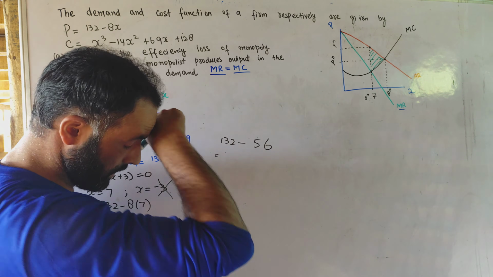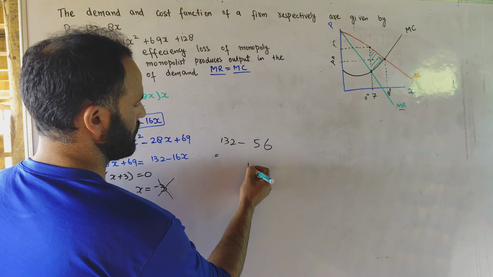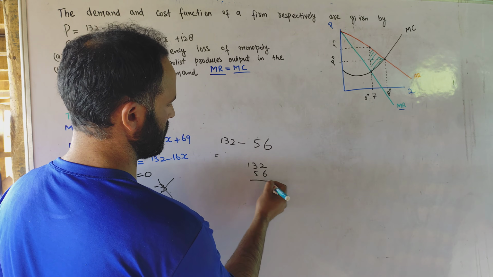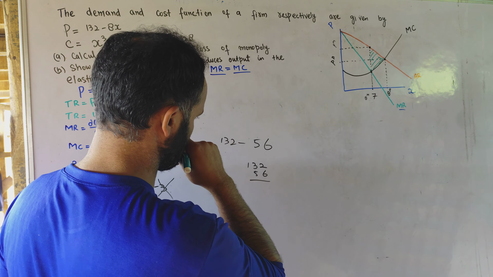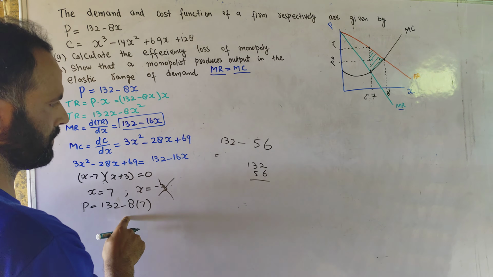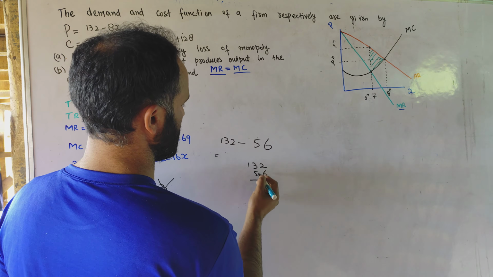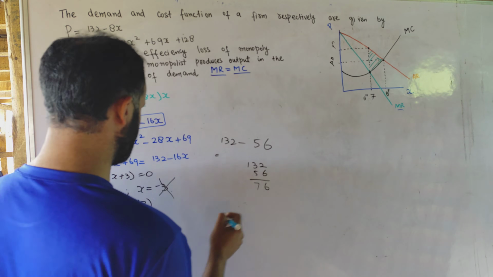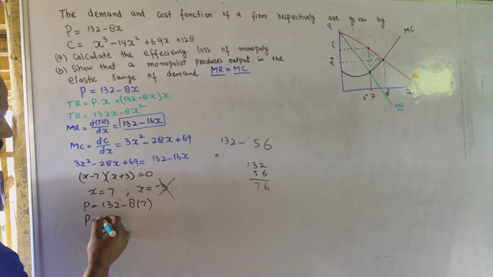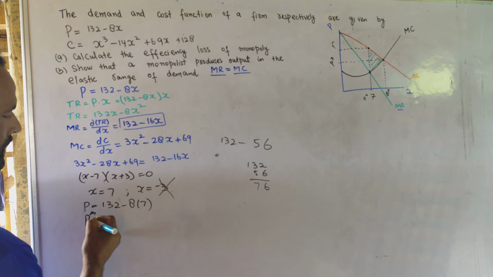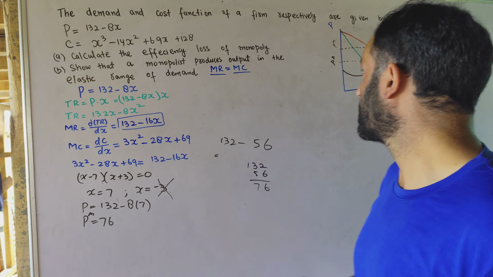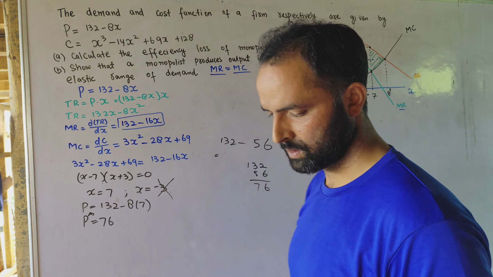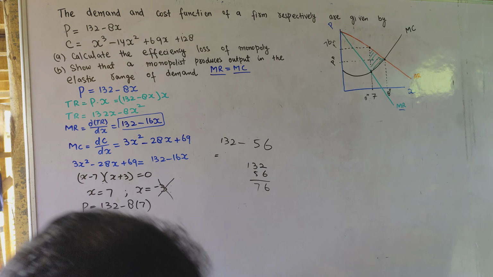So now we have 132 minus 56. I am really weak in doing that sort of calculation. It's 56. Okay, so we will get 76. So P is equal to 76. So the monopolist will charge a price of 76. Here we have 76. Okay, now we are done with the monopoly.